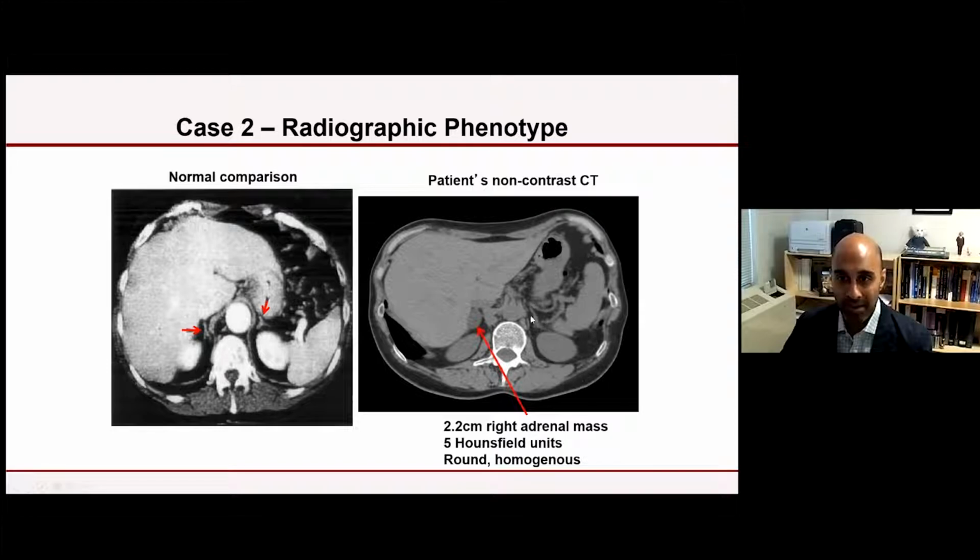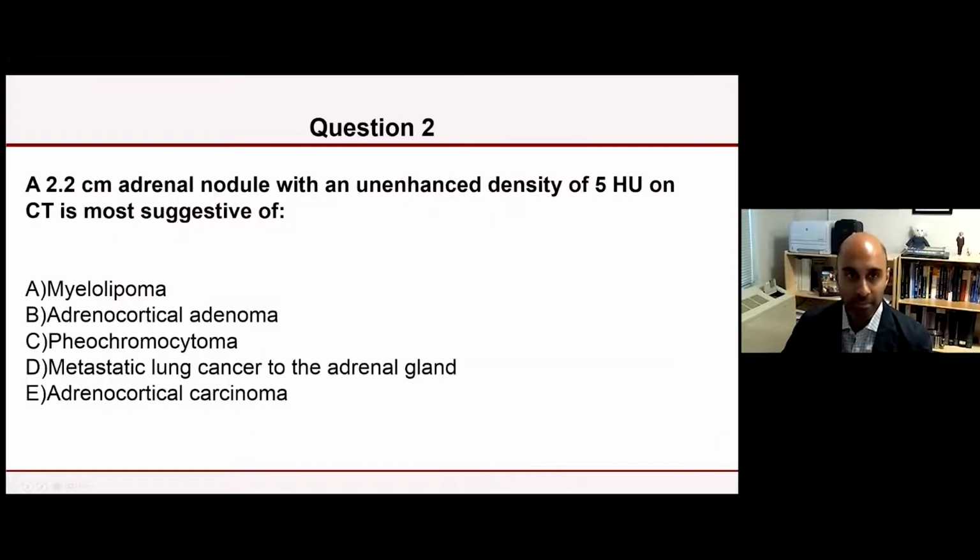And this is a little glimpse of a segment of the left adrenal, which was normal. But here's the right adrenal, and it's a mass here that's a 2.2 centimeter, 5 Hounsfield unit attenuation mass that's round and homogeneous. And 5 Hounsfield units, you can see it's kind of on the darker side, which suggests that it's pretty fatty. So what do you think this is? A 2.2 centimeter adrenal mass with an unenhanced CT attenuation of 5 Hounsfield units is most likely a myelolipoma, an adrenocortical adenoma, a pheochromocytoma, metastatic lung cancer to the adrenal gland, or an adrenocortical carcinoma.